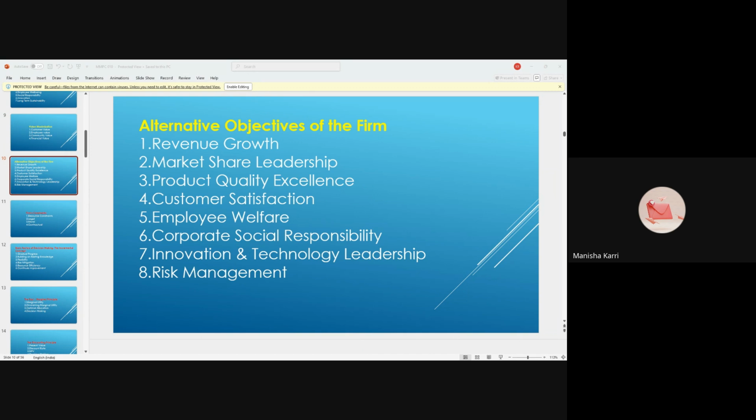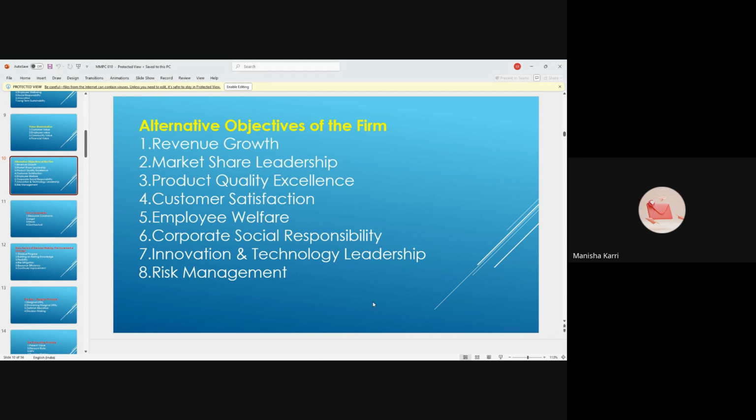Generally, all these alternative objectives can coexist with, or even complement, profit or value maximization. All this depends on the firm's strategic priorities and the context in which it operates. Okay, this is nothing but the alternative objectives of the firm.